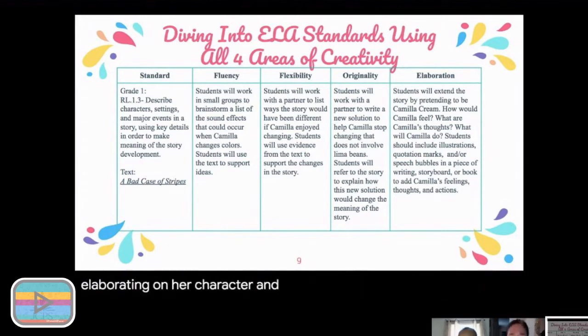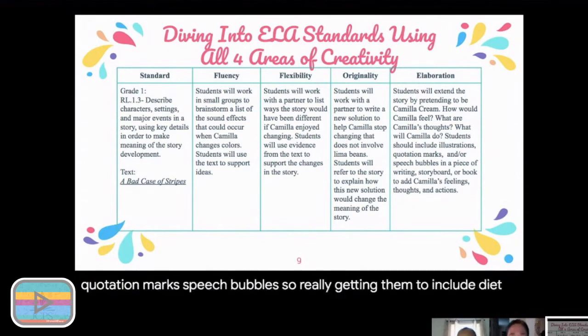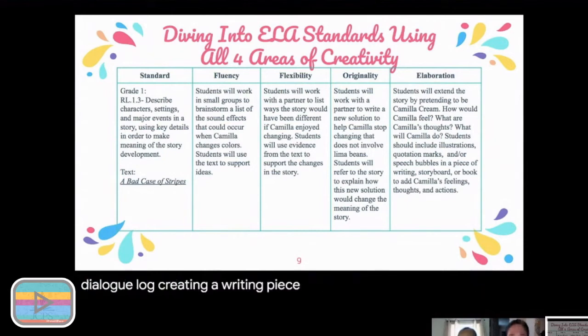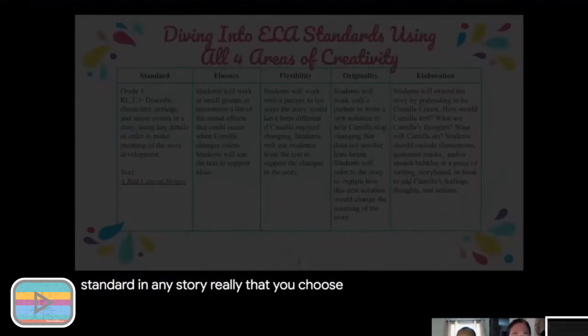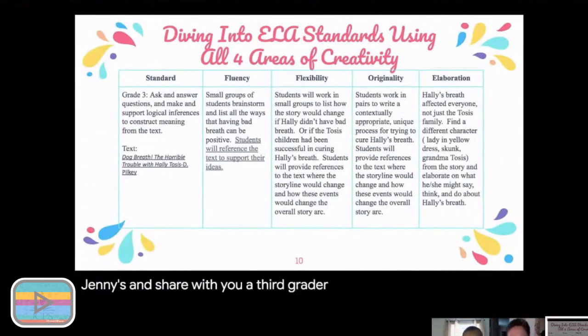And students could include illustrations, quotation marks, speech bubbles, so really getting them to include dialogue, creating a writing piece, a storyboard, or a book where they can add Camilla's feelings, thoughts, and actions to the story. So these are just a couple of ideas. Of course, the ideas are endless, but just to give you an example of how all of the skills of creativity can align to the standard in any story, really, that you choose. So I'm going to move on, and Jenny's going to share with you a third grade example.